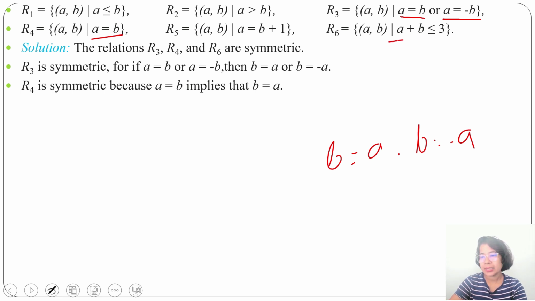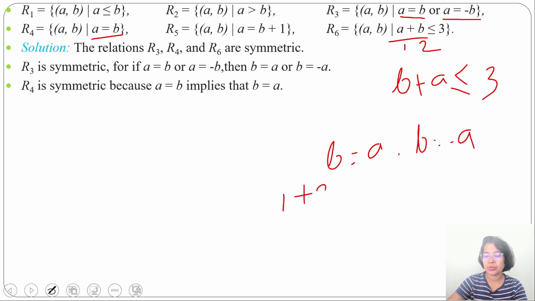Next R6, A plus B less than or equal to 3. There can be B plus A less than or equal to 3. Suppose A equals 1, B equals 2. So 1 plus 2 is less than or equal to 3. Then 2 plus 1 is less than or equal to 3. So (1,2) can be an ordered pair.